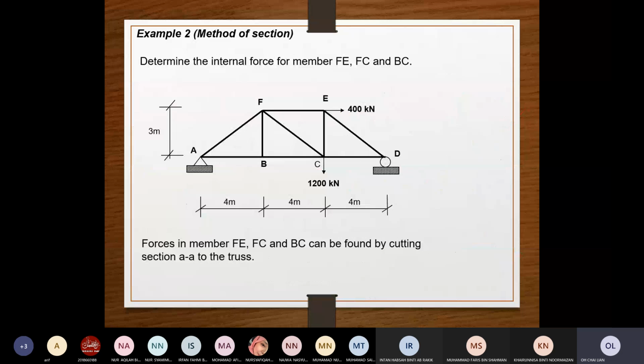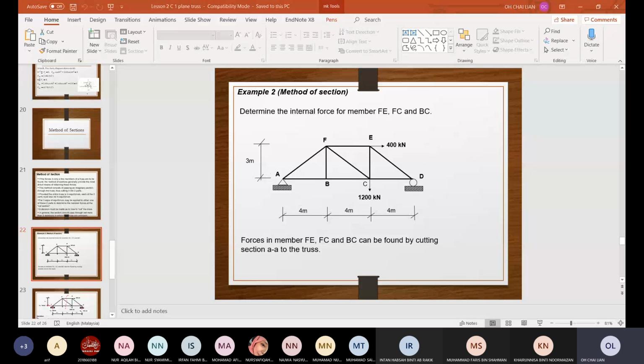So let's try an explanation with an example. For example, this problem, am I too fast? Let me check. Sorry, wait. Okay, now we have 17 in the class, including me. Okay, so let us continue.